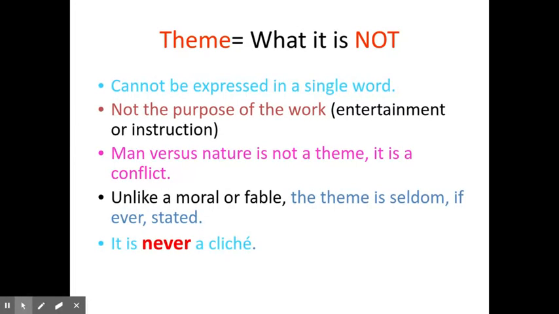And unlike a moral or a fable, they don't usually say the theme. Like you can go, well, the moral of this story is. Well, they don't do that typically in poetry or in stories. You have to deduce what the theme is. And it's never a cliche. It's never, well, you get what you get. It's not a cliche.